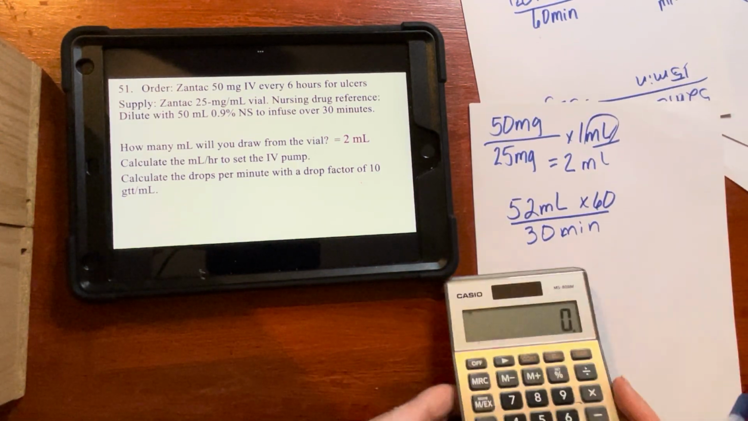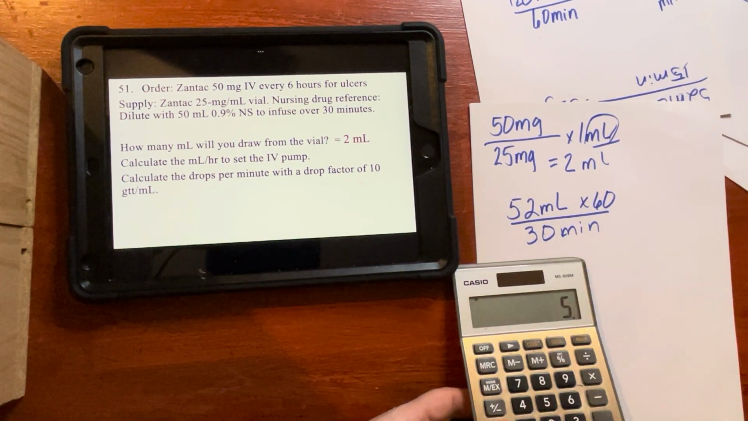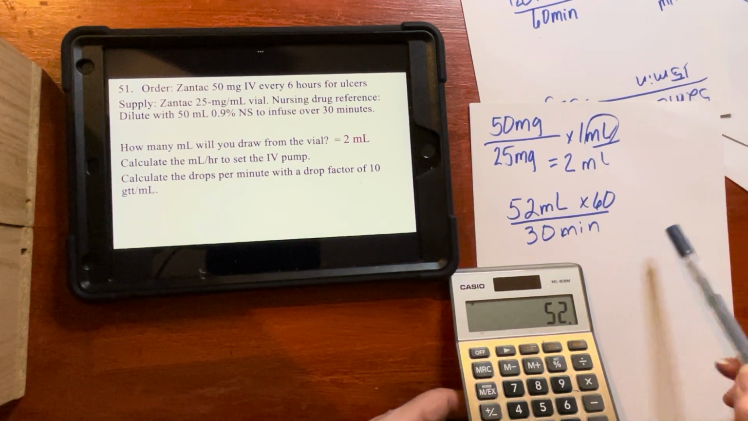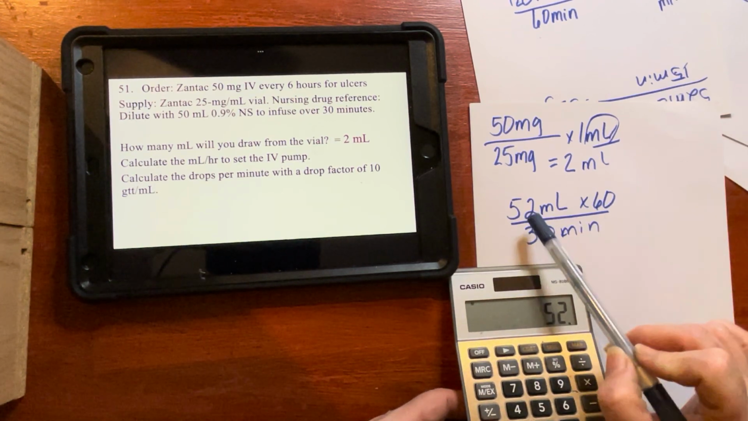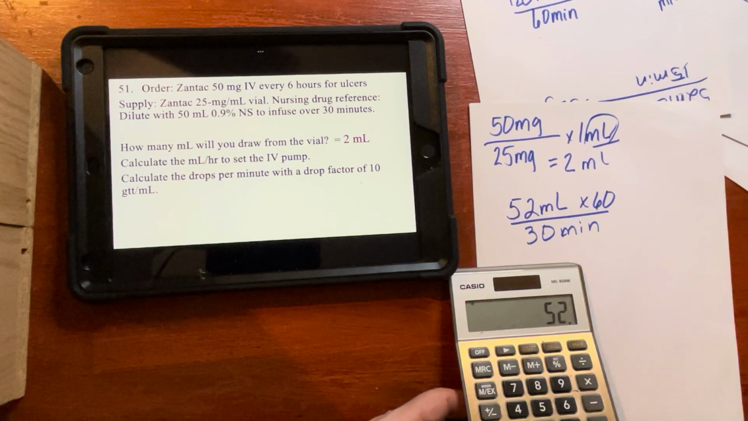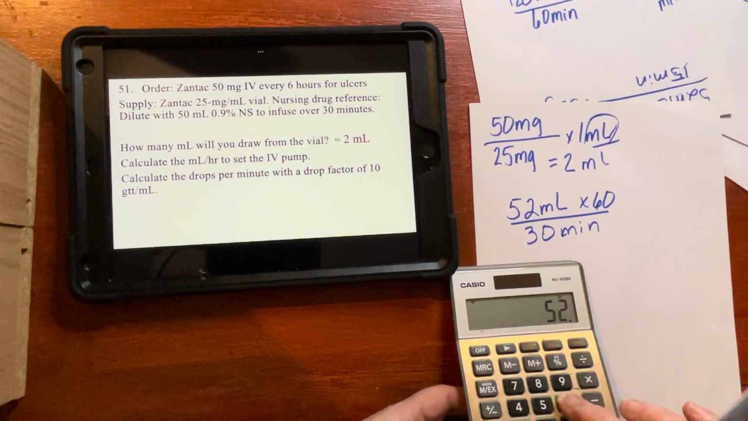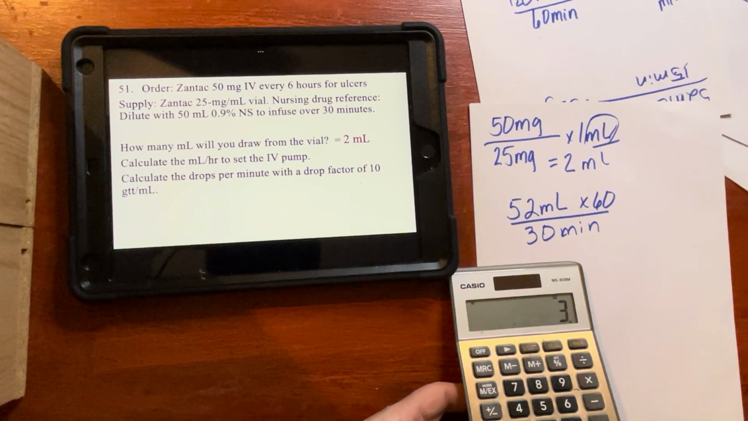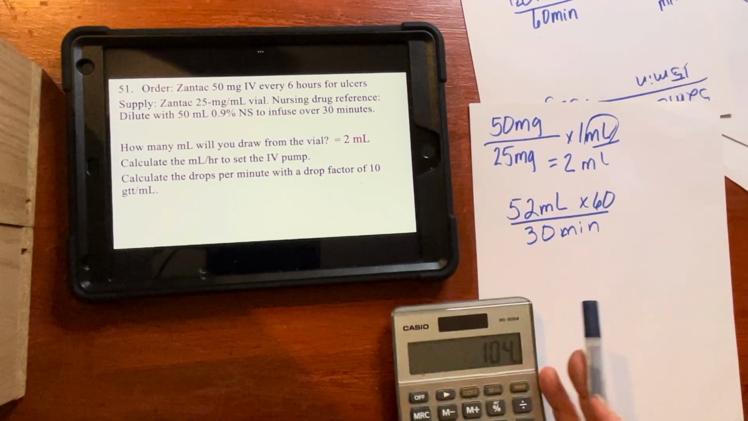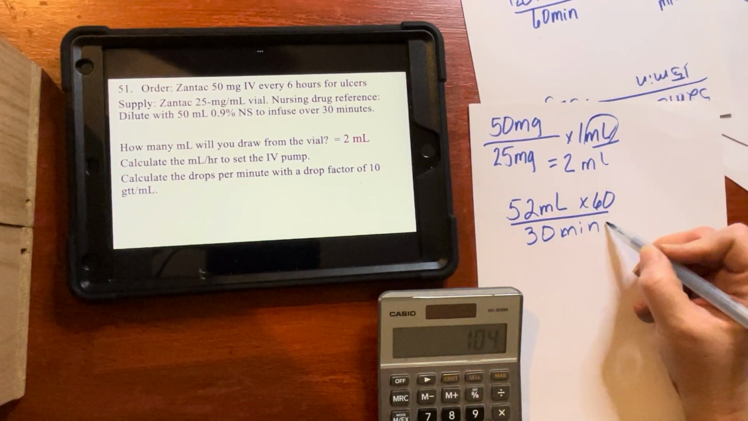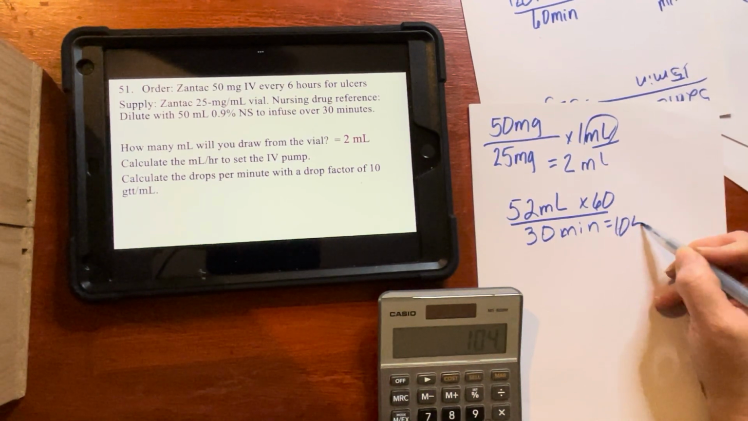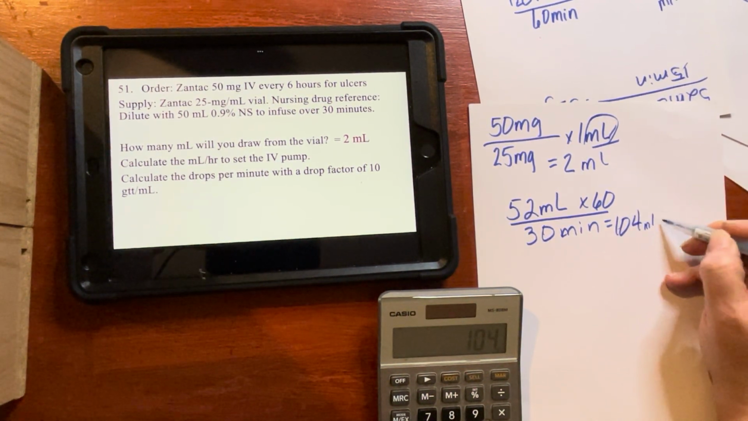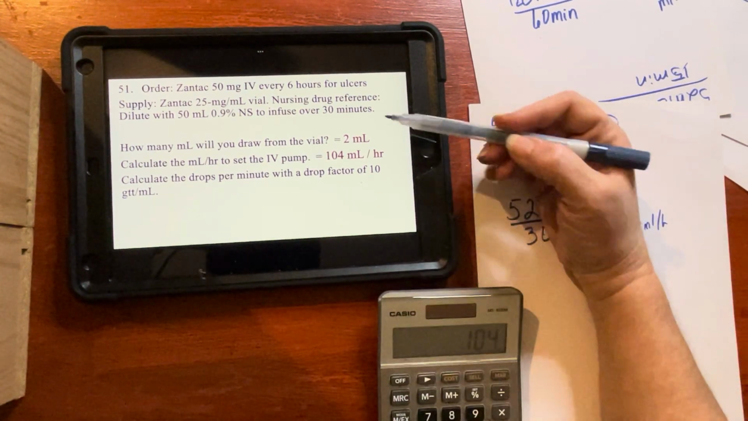You may be much more versed in that kind of math, but that's not necessarily my gift. But 52 times 60 divided by 30 times 60 equals, don't look at it, you're not done, divided by 30 equals 104. We're going to have to set the pump at 104 milliliters per hour.